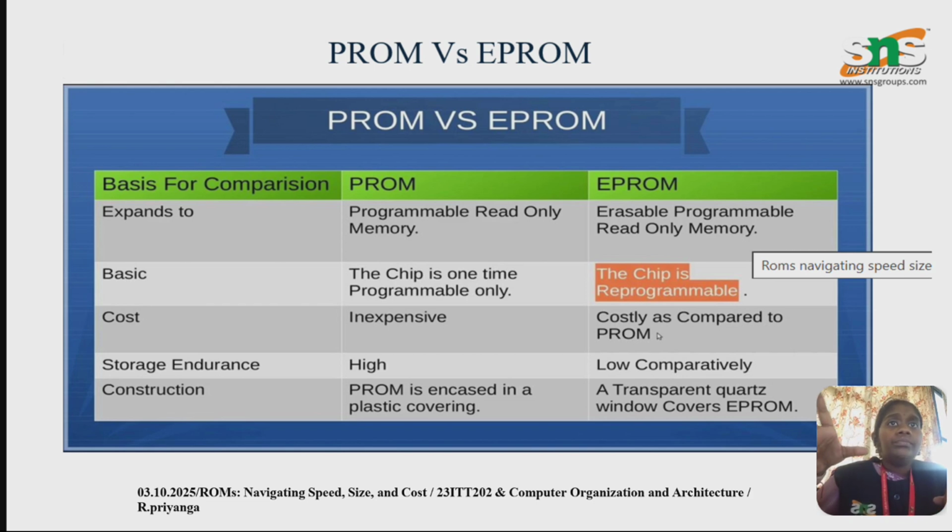Construction. PROM is covered with plastic casing. No window, no erasing required. EPROM has a transparent quartz window on the top. UV light enters through the window to erase or store the data.